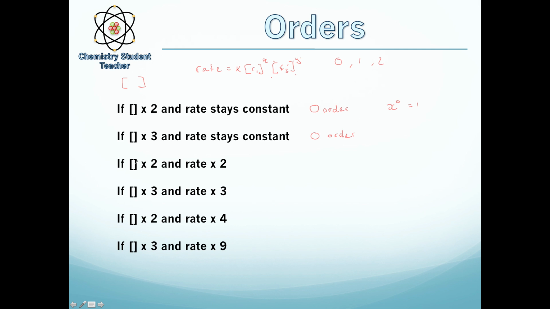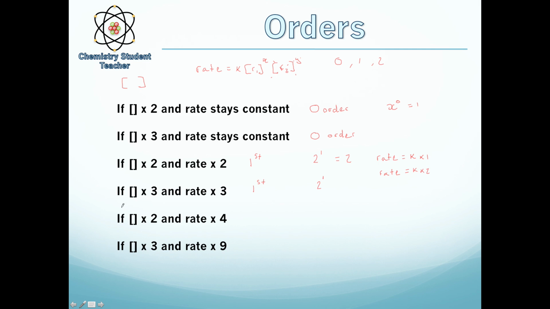Now if the concentration doubles and the rate also doubles, that indicates it's first order. If the concentration triples and the rate triples, this also indicates first order. This is because if the concentration is doubled and it's first order, it's like 2 to the power of 1. 2 to the power of 1 is just 2. Because that stays as 2, that also means the rate doubles. If that value was 1 originally, we'd have rate equals K times 1. Now if we doubled R1, we'd now have rate equals K times 2, therefore the rate has doubled.